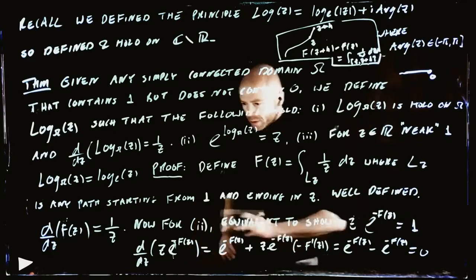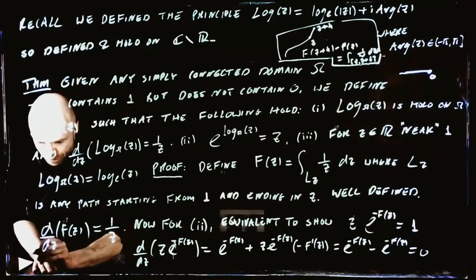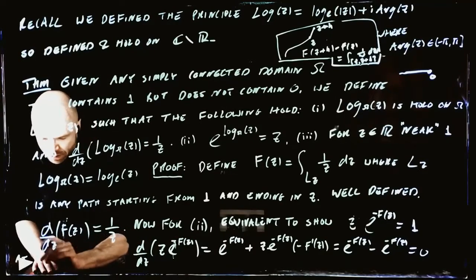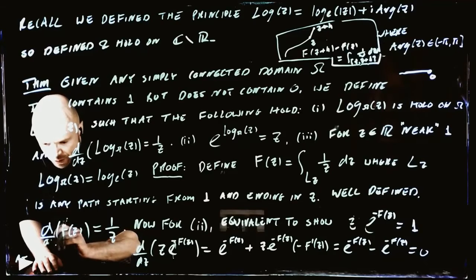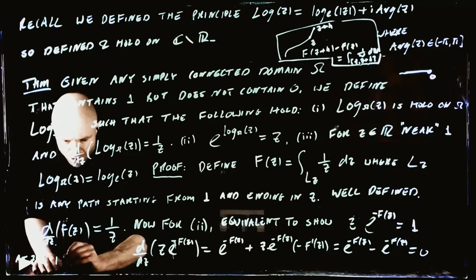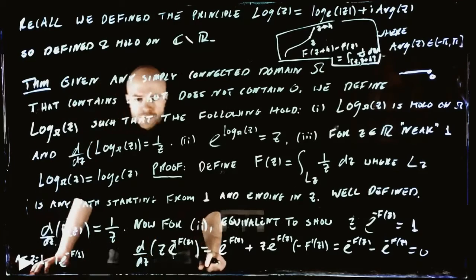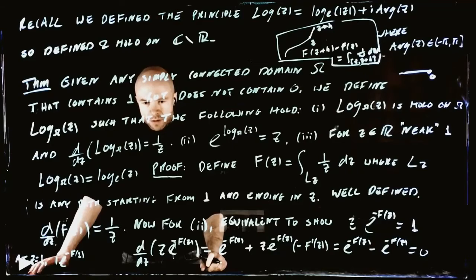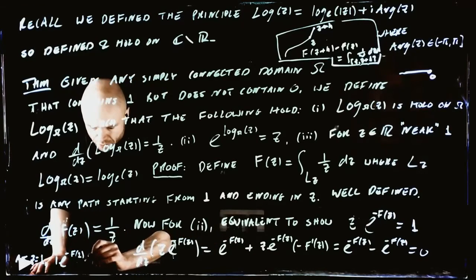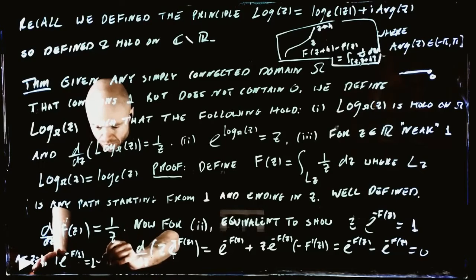Yeah? But if we stick in the value z equals 1, what happens? We have 1 e to the minus f of 1. What is f of 1? Someone who hasn't spoken yet. What is f of 1? Look at the definition. What is f of 1? It's 0. No? So then this is just 1 times e to the 0, which is 1.